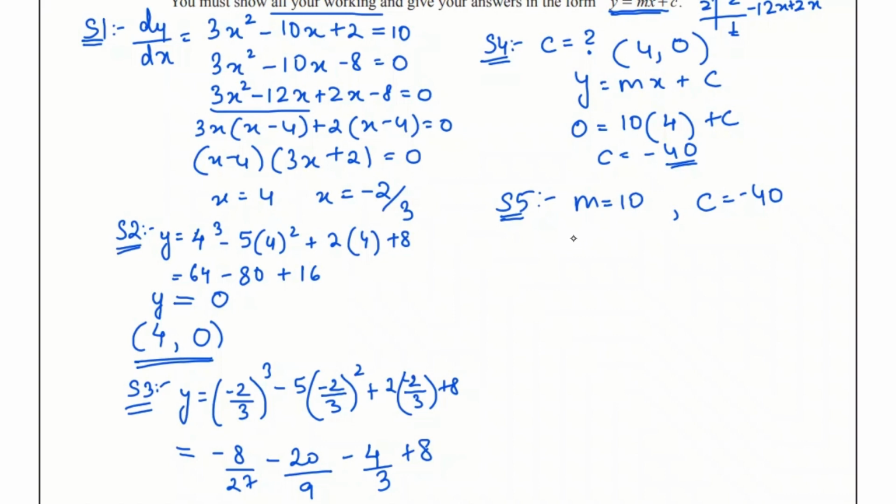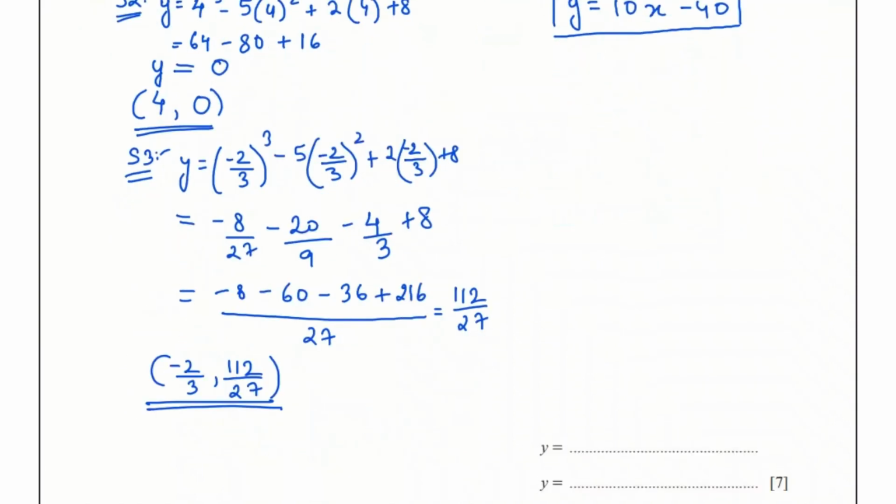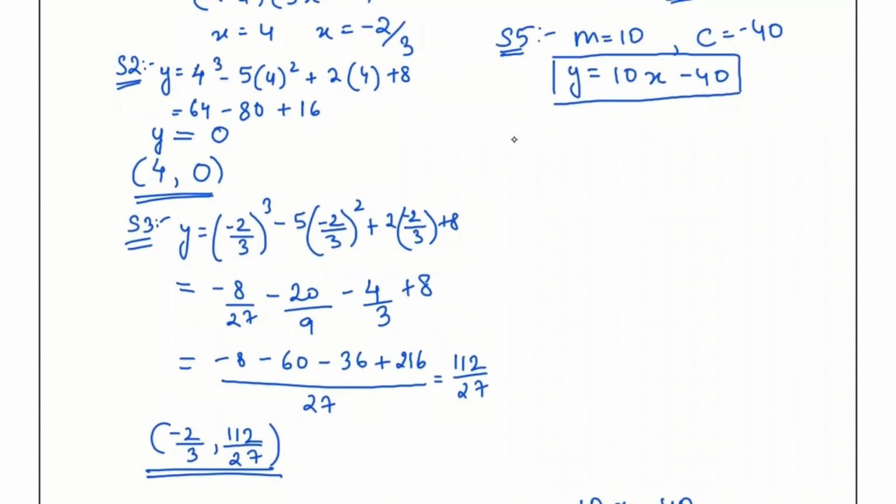So y is equals to 10x minus 40. This is 1. Then for the next one, x is equals to minus 2 upon 3, y is equals to 112 upon 27, m is equals to 10.